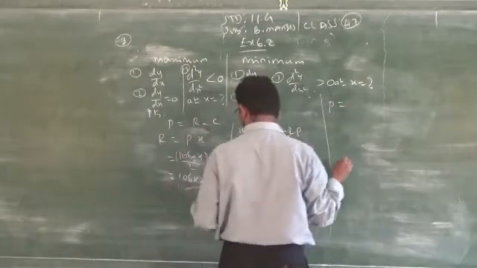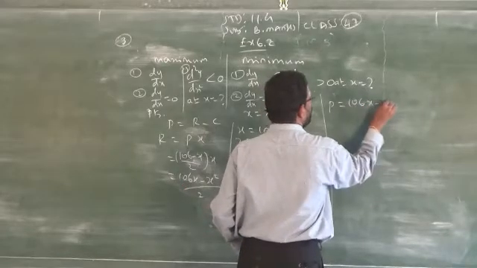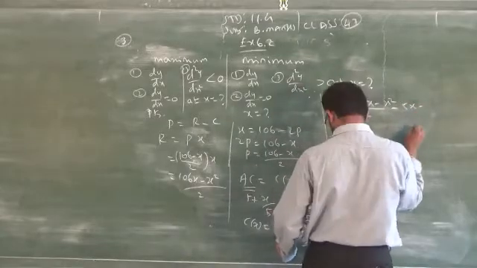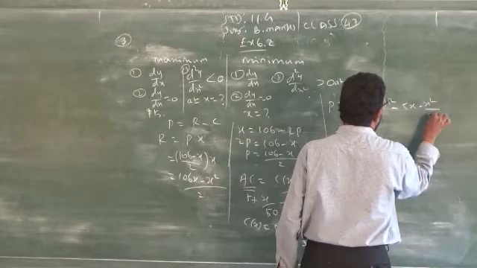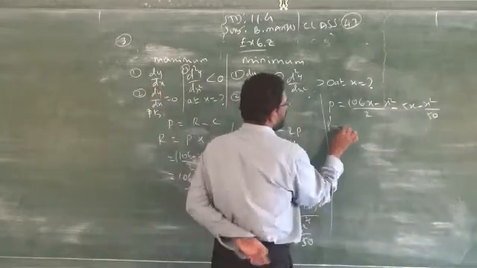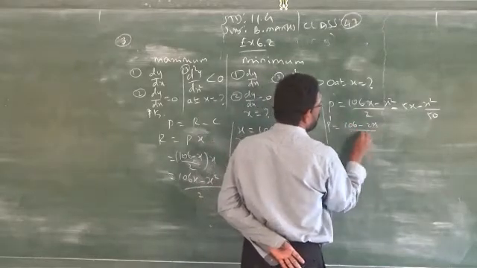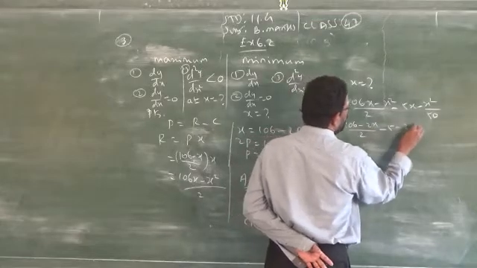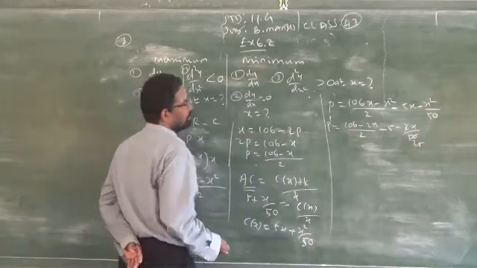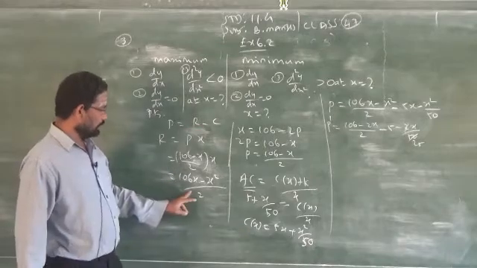Profit is equal to R minus C. R is 106X minus X square by 2, minus, straight away I am substituting the values, 5X plus X square by 50. So now apply the rule. First order P dash, 106 minus 2X by 2 minus 5 minus 2X by 50. Clear? Just I am substituting straight away these two in this formula, R minus C.